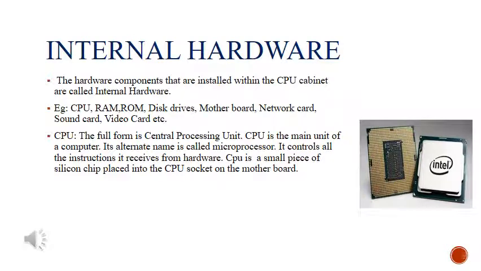What is internal hardware? The hardware components that are installed within the CPU cabinet are called internal hardware. Or internal hardware is the hardware inside the computer, a device that is installed within the computer. Examples of internal hardware are CPU, RAM, ROM, motherboard, etc.